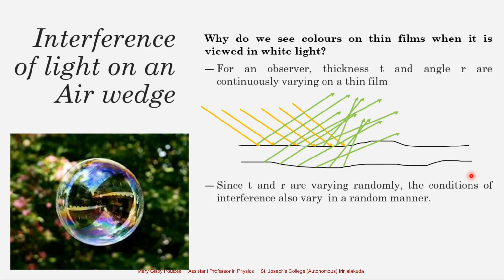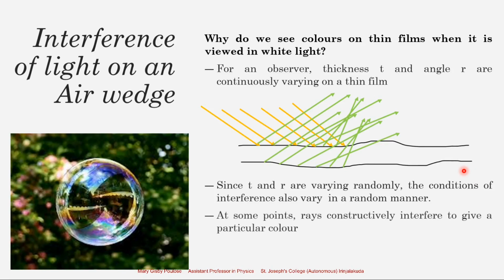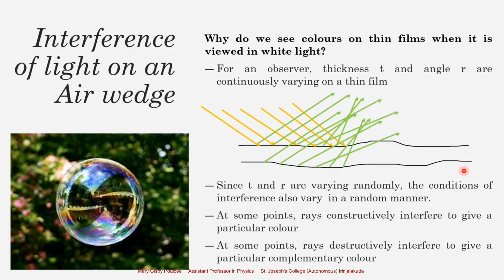Since t and r are varying randomly, the conditions of interference also vary in a random manner and we see colored pattern. At some points, the rays constructively interfere to give a particular color, whereas at other points, the rays destructively interfere to remove the particular color and give the complementary color to our eyes. So when destructive interference happens, only that particular wavelength will be absent. All the remaining colors will reach our eyes, and that forms the complementary color.